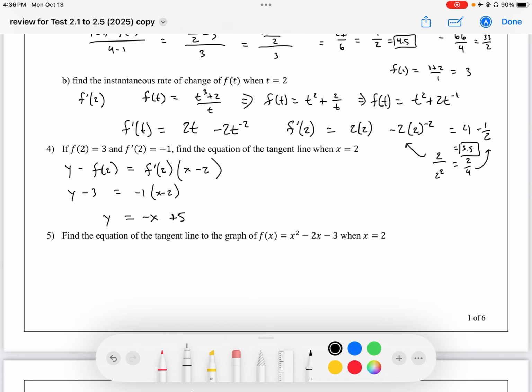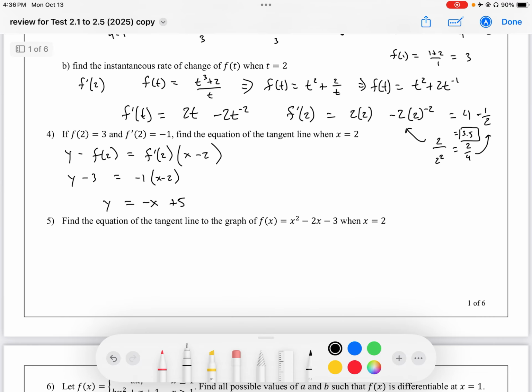Find the equation of the tangent line to the graph of this when x equals 2. Okay, well now we need to find f prime. So f prime of x is going to be 2x minus 2. Therefore, f prime of 2 is going to be 4 minus 2, which is 2. So that's the slope. I also need to find f of 2, so I have a y value. f of 2 would be 4 minus 4 minus 3, which is -3.